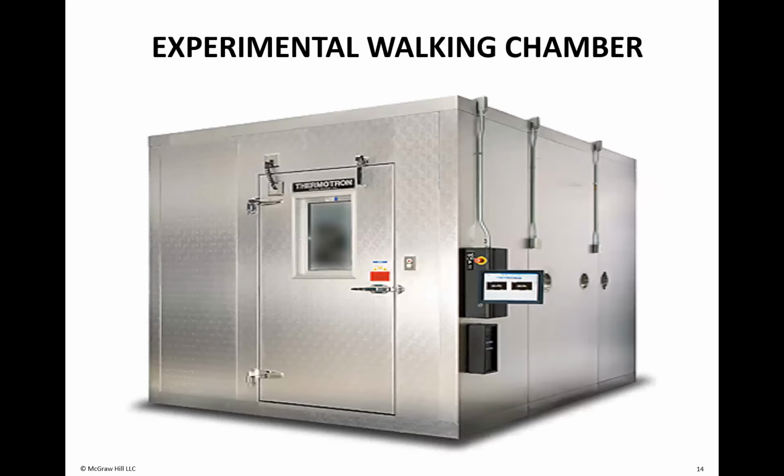Look at this picture over here. This is the walk-in experimental chamber. If you see over here, this is the control. The scientist can control the temperature inside the chamber. The scientist can control the darkness and the light. For example, they can set 16 hours of light and 8 hours of dark during the day, and so on.